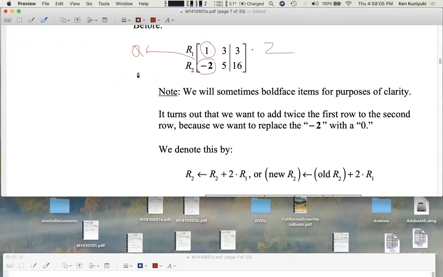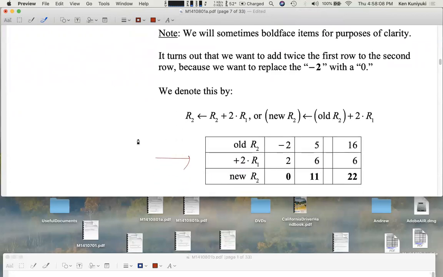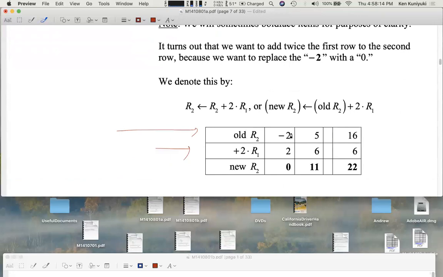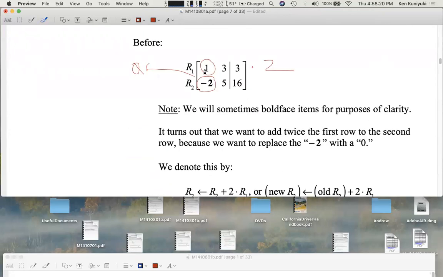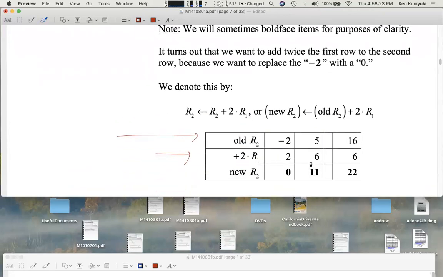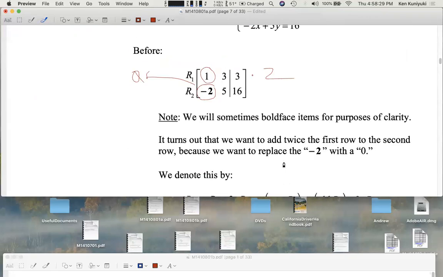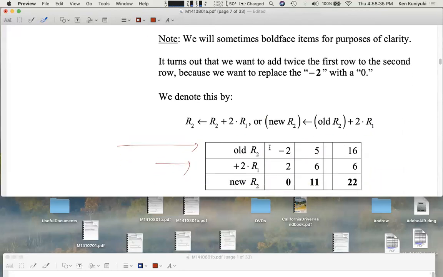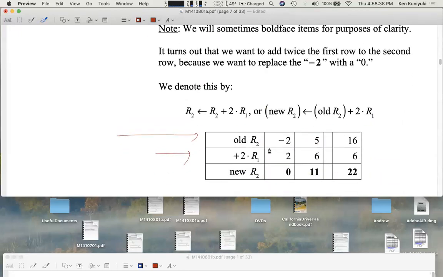We're changing row 2, right? So since we're changing row 2, I'll put the old row 2 up on top, which is -2, 5, 16. Then twice row 1, 2, 6, 6, over here. And then to get the new row 2, you add. Remember, you can multiply by a negative number if necessary before you add in order to make a 0. Just like with long division, like with vectors, it's much easier to add than to subtract.